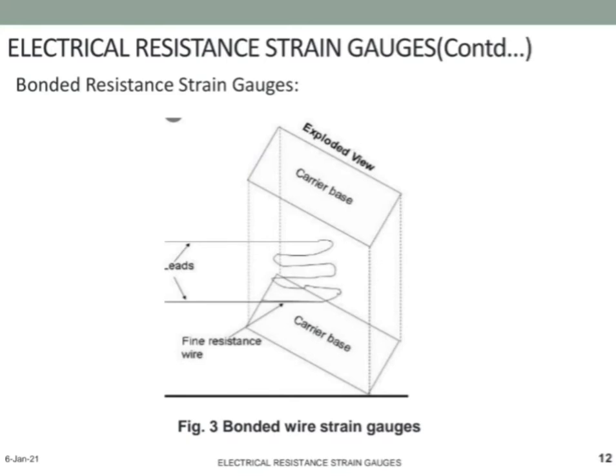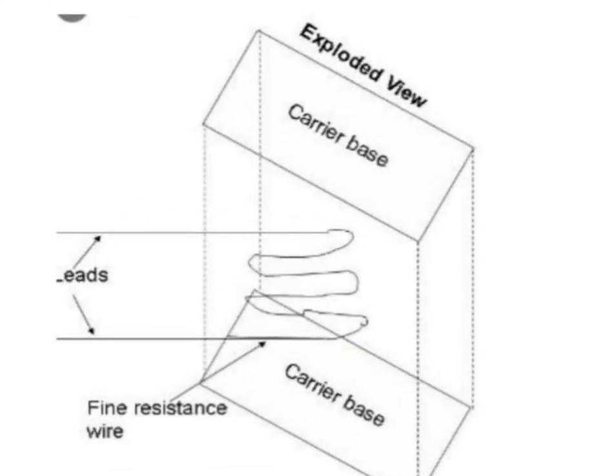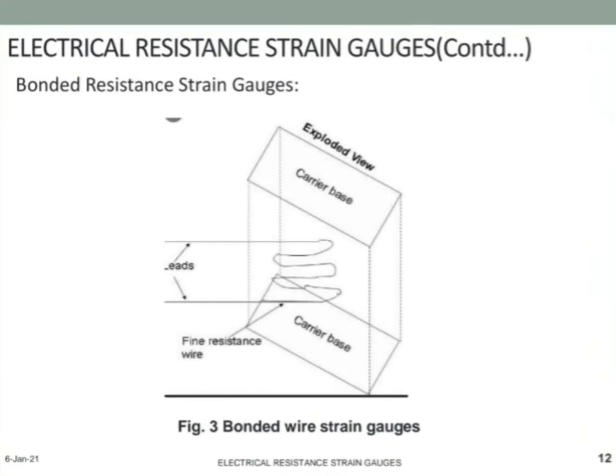This figure shows bonded resistance strain gauges. Here we can see the fine resistance wires which are in the form of a grid. This is the exploded view.